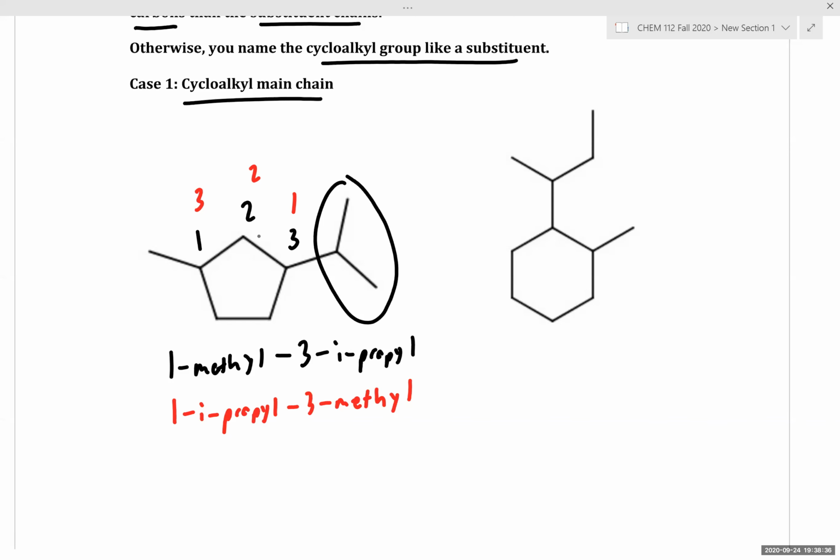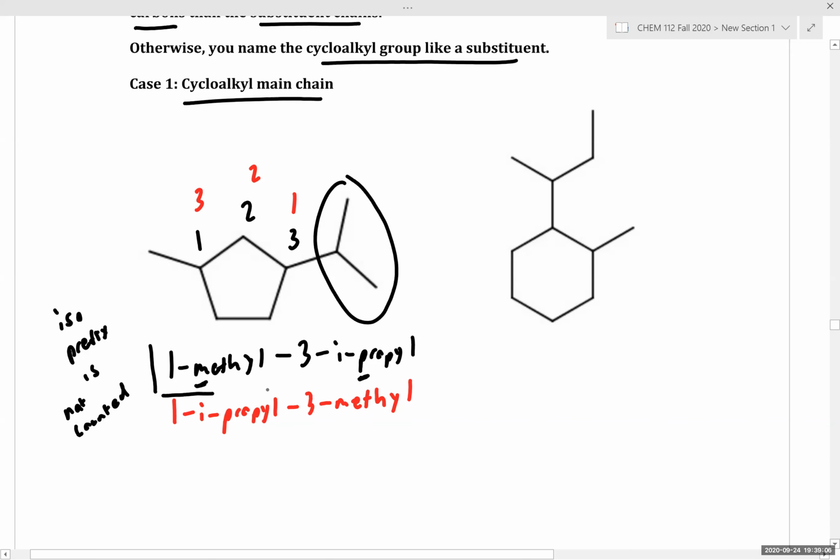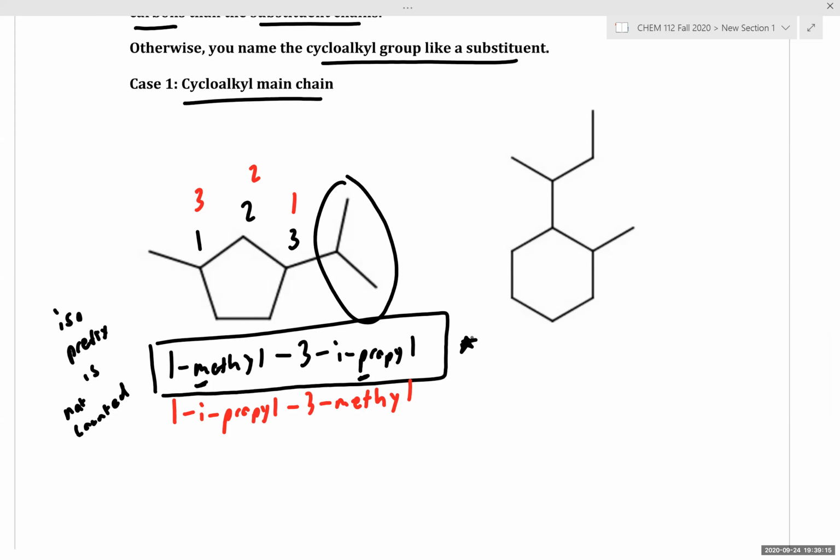Let's look. If we go from structure to name, do we count this I? Is this I considered part of alphabetical order? Do we count the iso prefix? Remember that the iso prefix is not counted for alphabetical order. So then we're comparing M for methyl versus P for propyl. So the name in black would be preferred. Does that make sense to everyone?